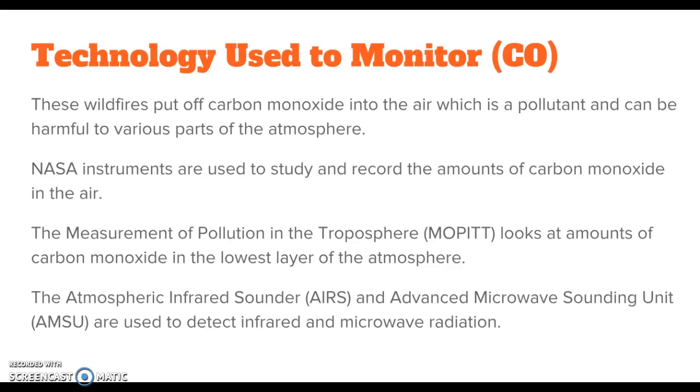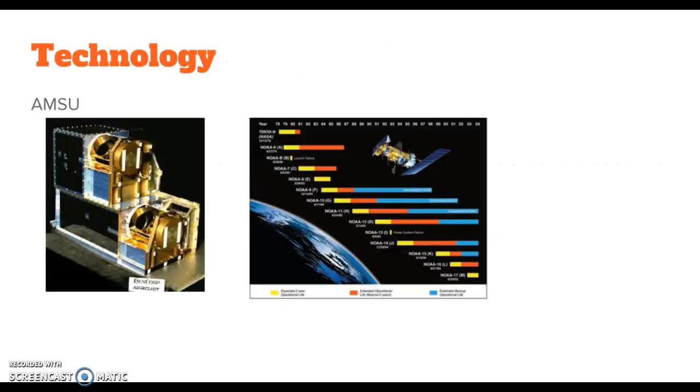NASA instruments are used to study and record the amounts of carbon monoxide in the air. And the measurement of pollution in the troposphere looks at the amounts of carbon monoxide in our lowest layer of the atmosphere. The atmospheric infrared sounder and advanced microwave sounding unit are used to detect infrared and microwave radiation. Here's some pictures of that technology and what it looks like.